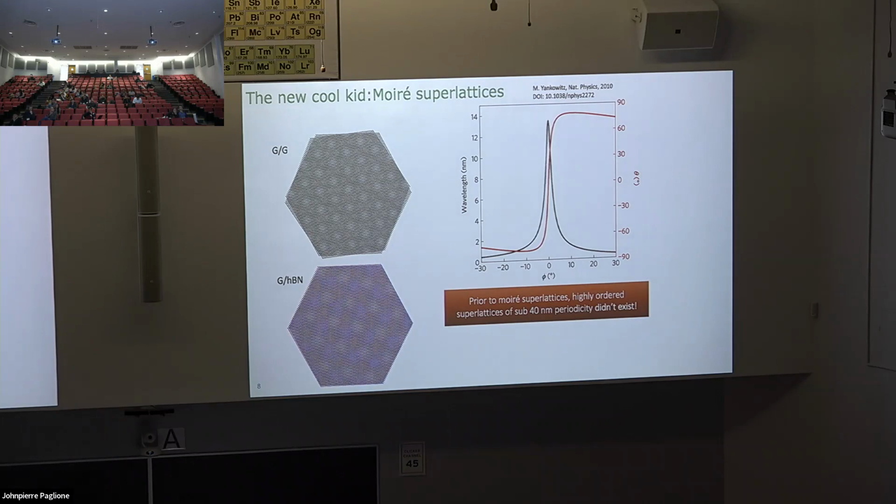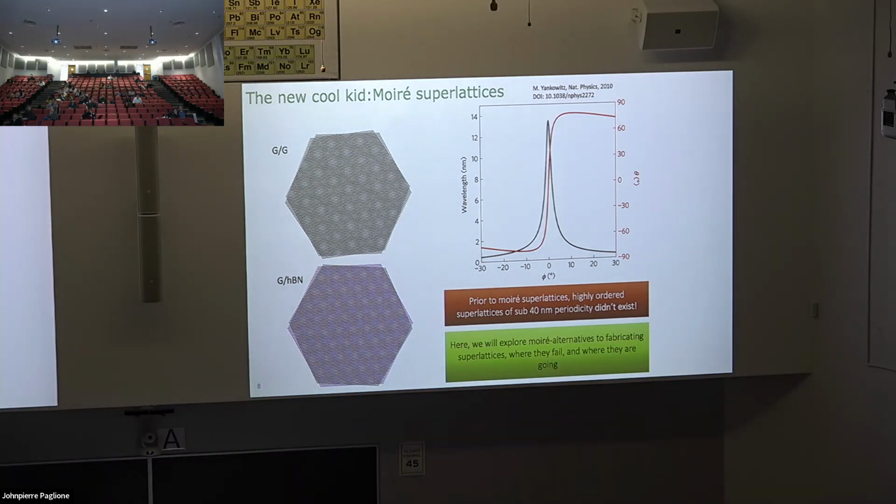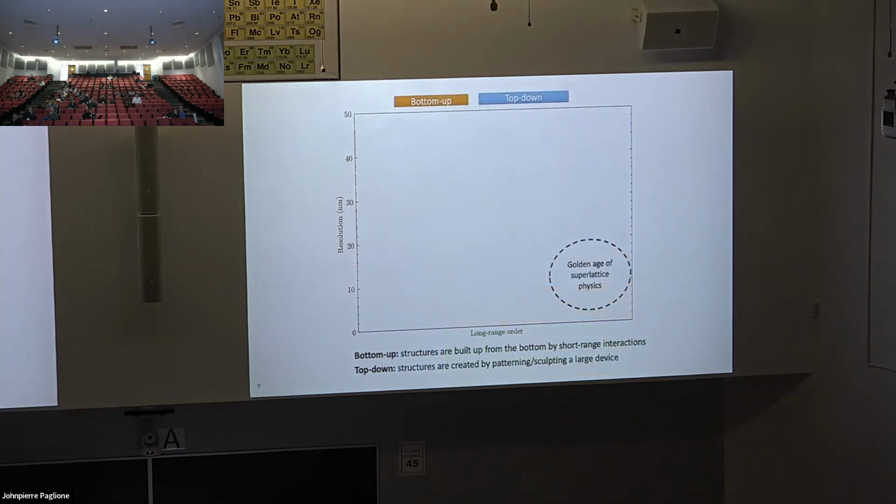It was, as I said, simply not possible to reach these length scales before moiré, but I'm going to talk to you about how we tried at least. So I'm going to put a bunch of different techniques into this empty space. We have long range order on the x-axis. This tells you, if you make a superlattice in graphene or your 2D material, what's the length scale over which domains or defects occur and things get messy. And then you have the resolution, which is really the superlattice wavelength that you can get out from this technique.